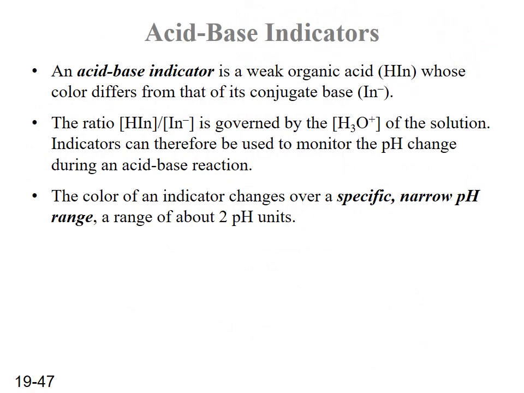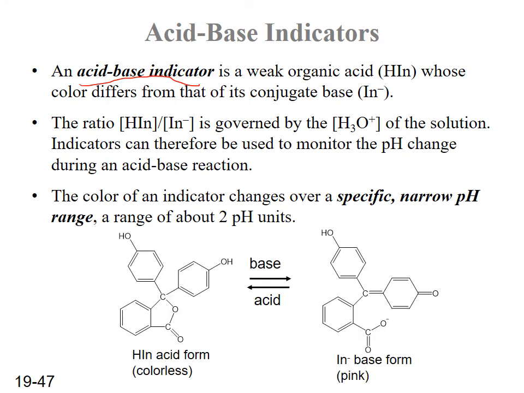An acid-base indicator is a weak organic acid whose color differs from that of its conjugate base. Let's use phenolphthalein as an example. In acidic condition, when there are enough hydrogen ions, phenolphthalein takes the left side form. So this is the phenolphthalein in acidic condition. Note that the molecule has 2 hydrogens to donate, 2 protons to donate, and therefore it's a weak acid. Now this molecule is colorless, no color.